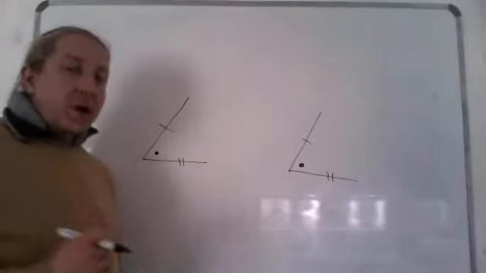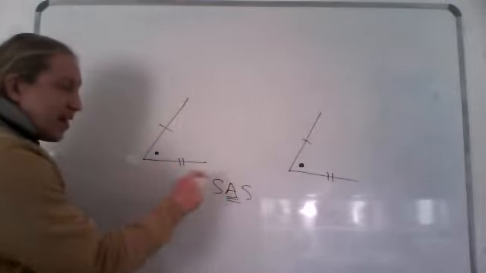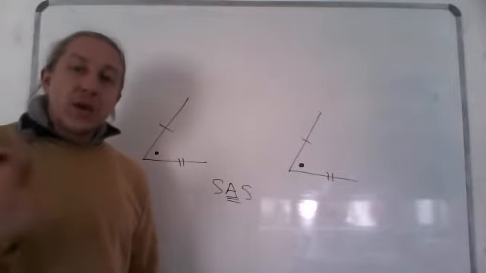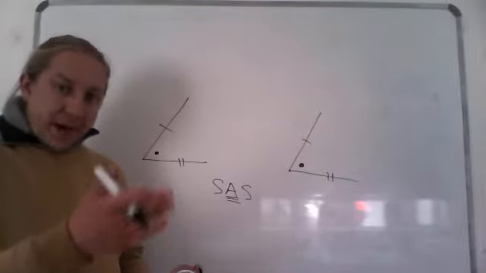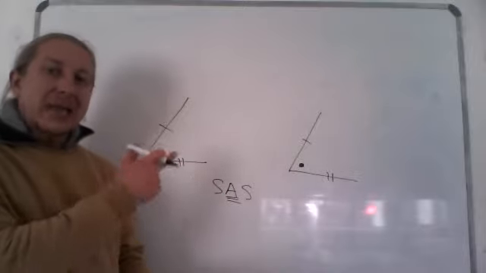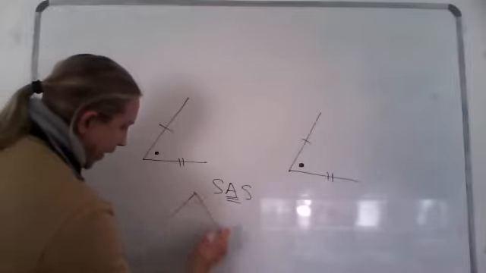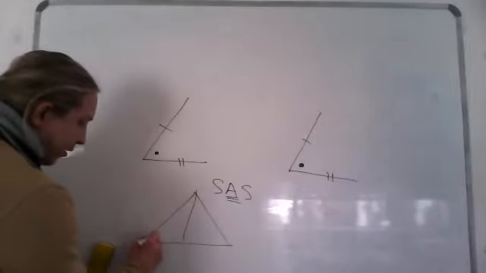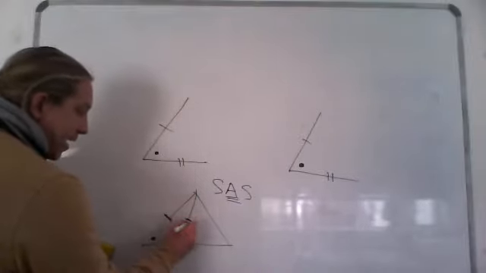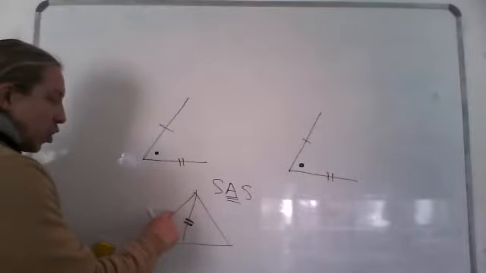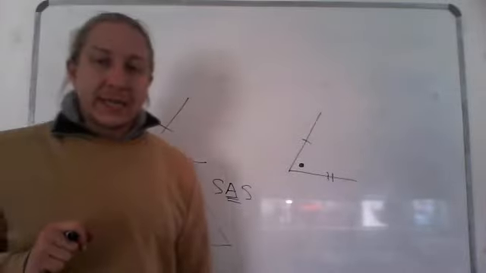So when you write the abbreviation side, angle, side, you can already see that the angle needs to be wedged in between the 2 known sides. So in the previous example, we matched up a side, an angle, and a side, but the angle wasn't an included angle. In the previous triangle, we had this angle, we had that side, and we didn't have this bottom side. We had another side over there. So the angle was not in between the 2 known sides. That's why congruency didn't hold there.